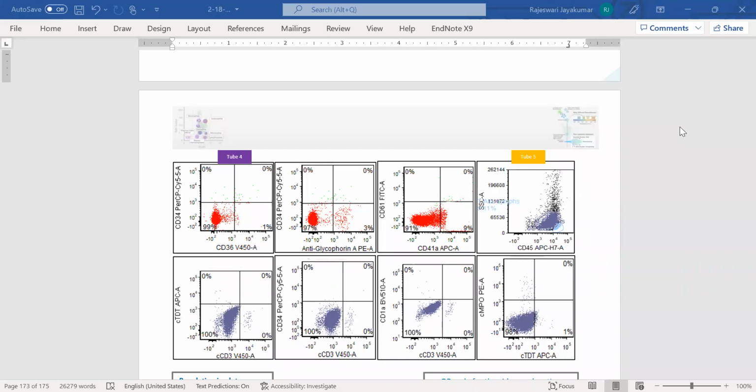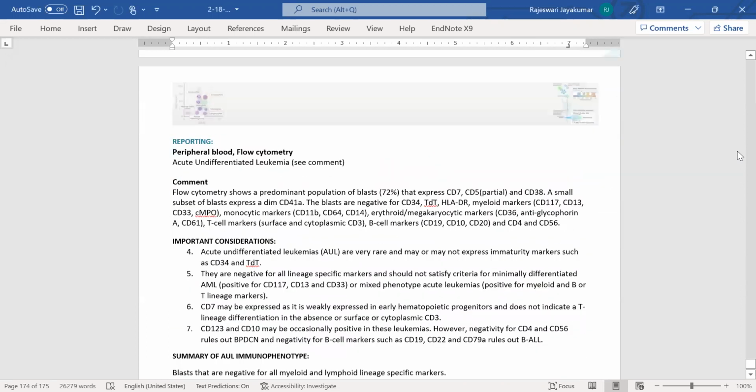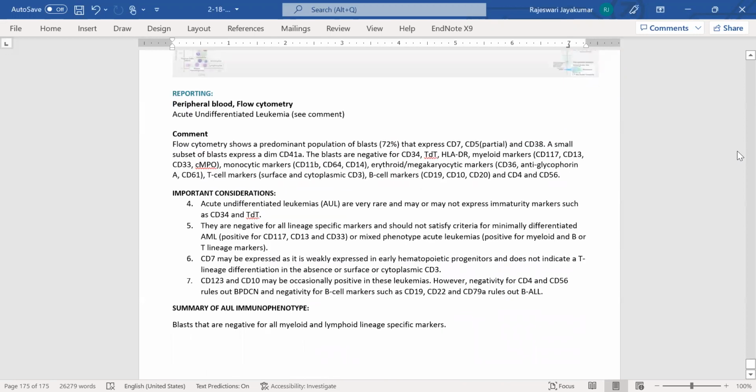So acute undifferentiated leukemias arise from the very early hematopoietic progenitors, which have not committed themselves to any of the lineages. And these early hematopoietic progenitors can be positive for CD7 and often express dim CD7, which is why acute undifferentiated leukemias often have CD7 expression. They do not indicate that these are T lymphoblasts. You always need the lineage specific marker, which is cytoplasmic or surface CD3, to call these T lymphoblasts. And when you report this, you can call it acute undifferentiated leukemia, and you have to give the percentage of blasts and also the detailed phenotype, because this helps in follow-up.